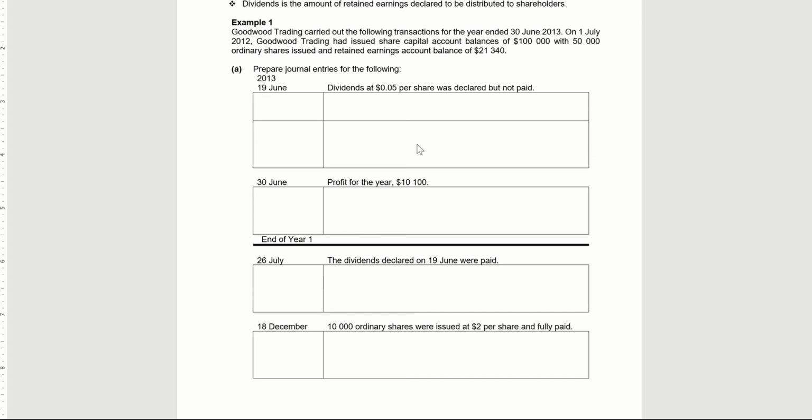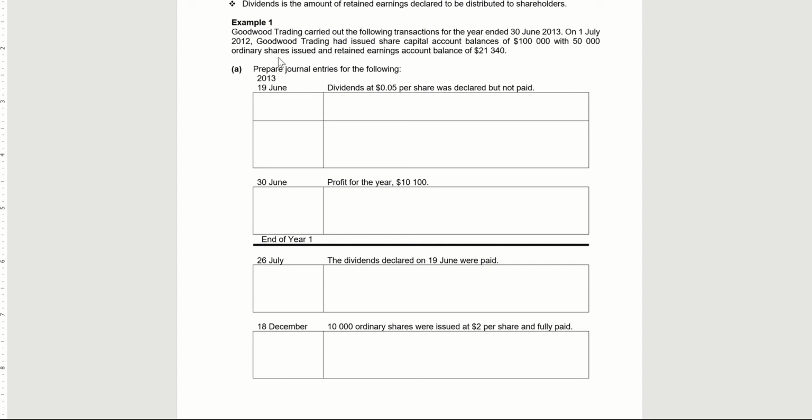Okay, let's take a look at example 1. So the question is on Goodwood Trading. The company's year end is 30th June 2013. On the first day of the accounting period, Goodwood Trading had issued share capital. The amount totaled $100,000 with 50,000 ordinary shares.